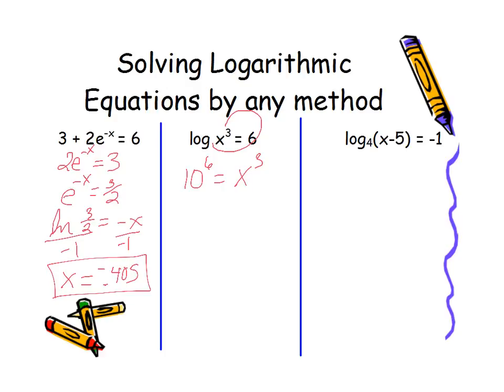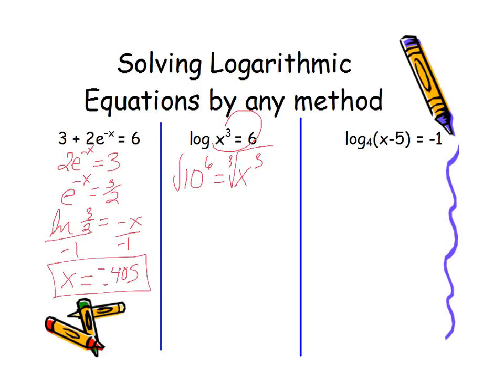Now that I look at that, another option might have been to do the property where you bring the 3 out in front and you could divide both sides by 3. That could have worked as well. I'm going to stick with what I did here. You might like that other way, and that would be absolutely fine. We will find that there's more than one way to do it.